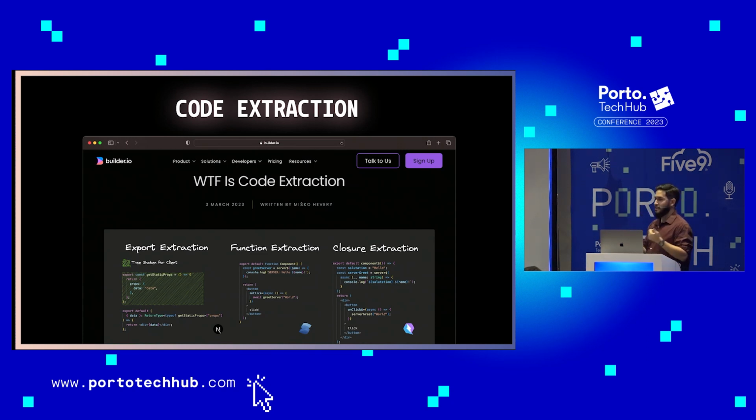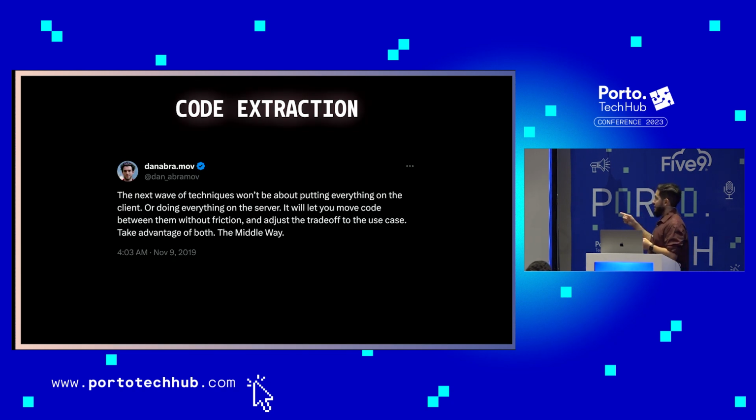So you have Solid doing this one way, Next is doing this with another approach, and Qwik with a longer approach. And I think it's really aligned with what Dan said back in 2019, that the next wave of technologies wouldn't be about putting everything on the client or doing everything on the server, but that it would be about letting you move code between them without friction and adjusting the trade-off to each use case. And if you watched Next Conf yesterday, for example, you can see that the React and the Next team have been thinking a lot about that.